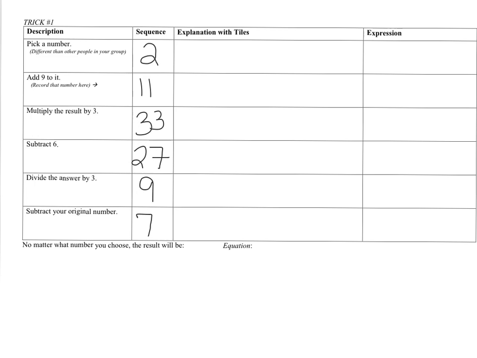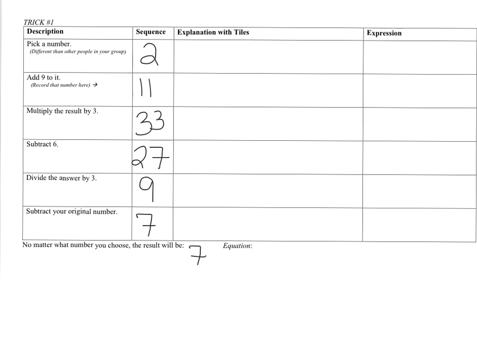And what'd you get? 7. Good. Now look around your table. If other people have done it, they should have gotten 7 as well. So no matter what number you choose, the result will be 7. Okay, so this is a cool trick. And I'm going to teach you how to do your own number trick. So this one, everybody ended up with 7.